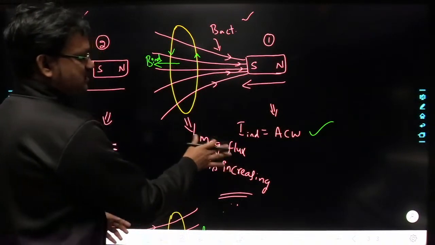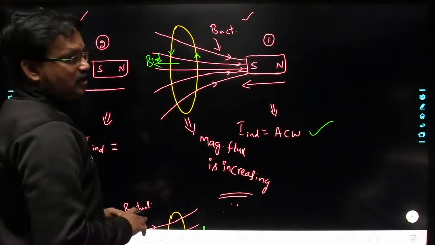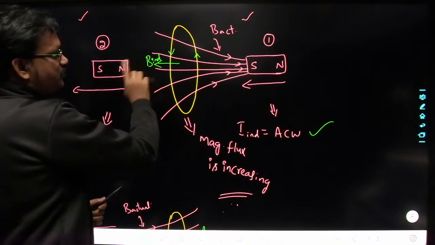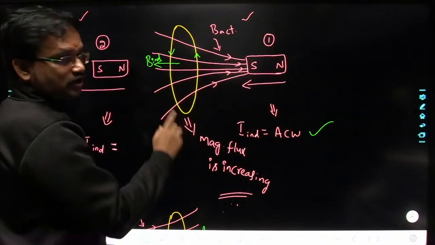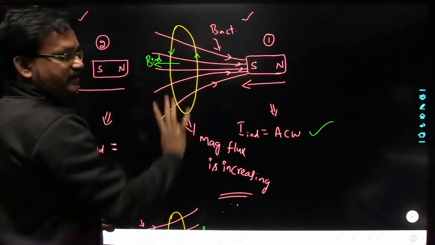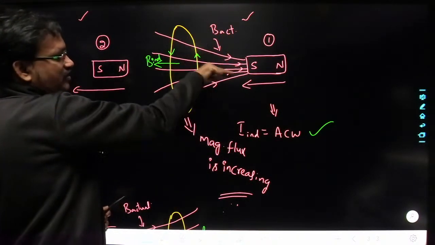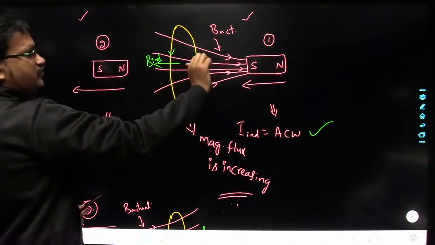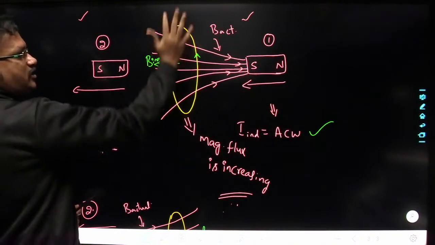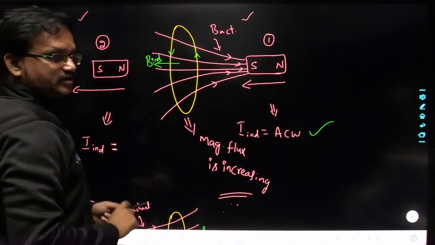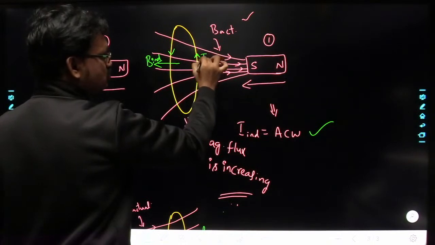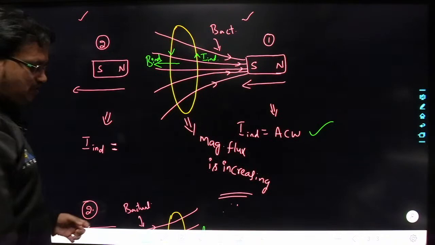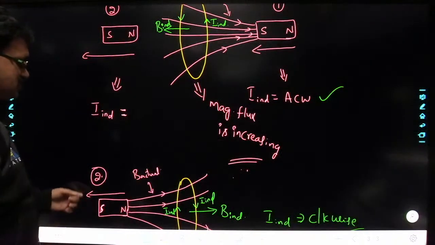See, here the flux is increasing. Whenever the flux is increasing, the direction of the induced magnetic field must be exactly opposite to the actual magnetic field direction. The actual field points in this direction, so the induced magnetic field has to point in this direction. Then the induced current has to flow in anti-clockwise direction. So this is the induced current for the first case, and this is for the second case.